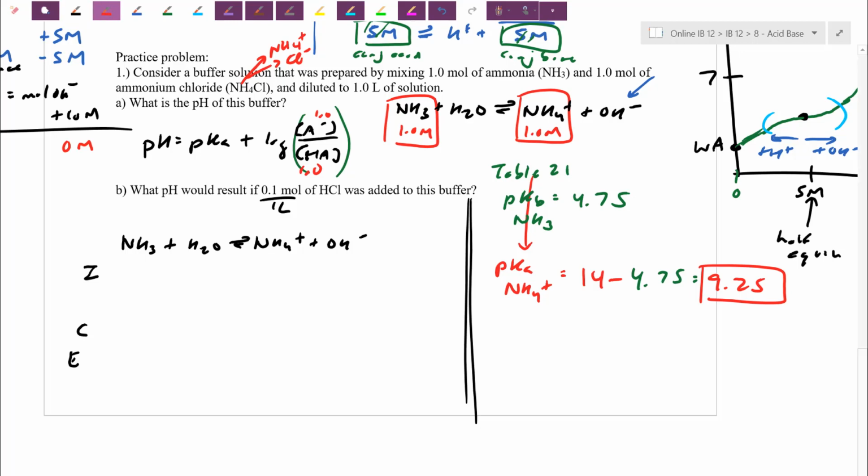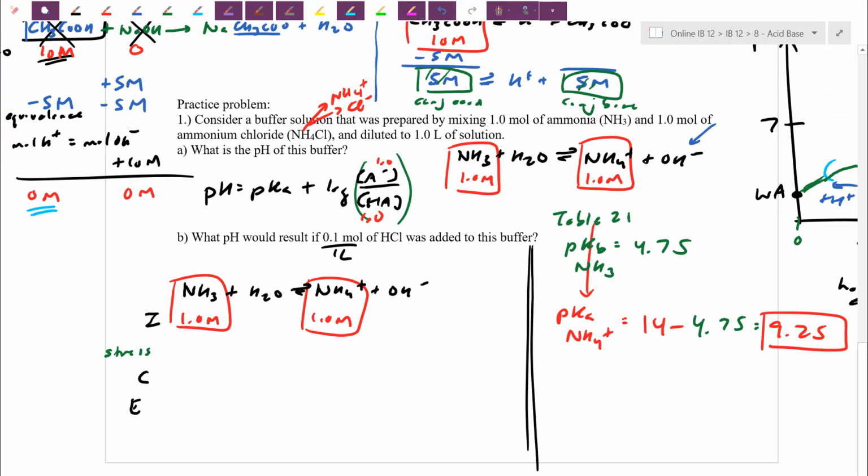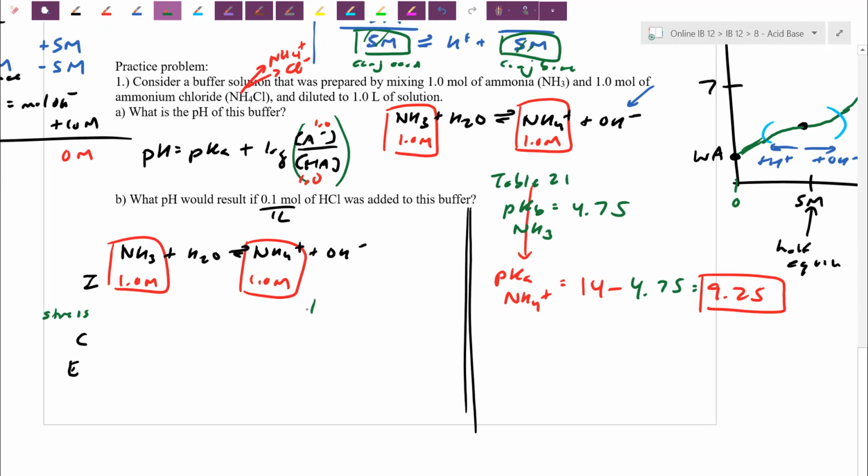In this case, I had a buffer: 1 molar of my conjugate base, 1 molar of my partner conjugate acid. What I've decided to do is poke at the equilibrium. I'm going to call this a stress line. This is similar to what I did earlier. I'm going to stress it out by adding 0.1 molar H+.